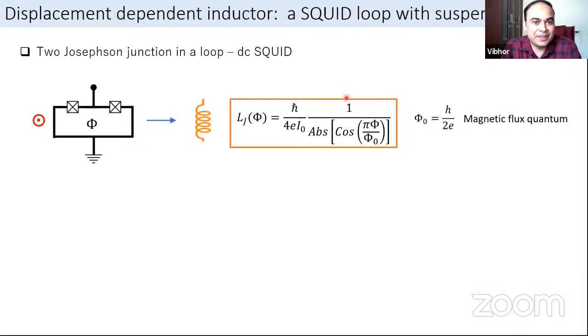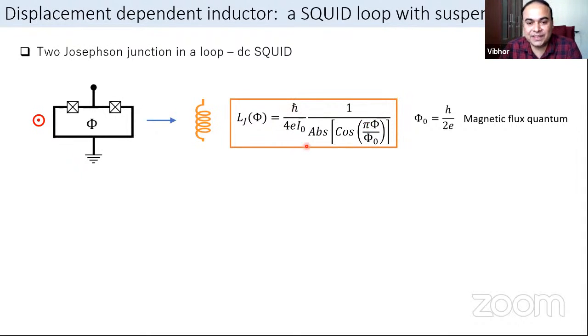Okay. So how do we do this? How do we make a displacement dependent inductor? So the idea comes from the working of a SQUID loop. So a SQUID loop is basically 2 Josephson junctions placed in a loop. Okay. So what happens for such an electrical circuit? The inductance of this component is dependent on the magnetic flux, which is threaded by this loop. Okay. And one can work out the formula for inductance, and it's given by this complicated looking relation here.